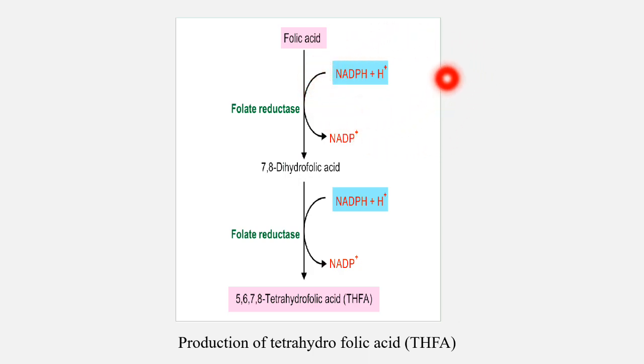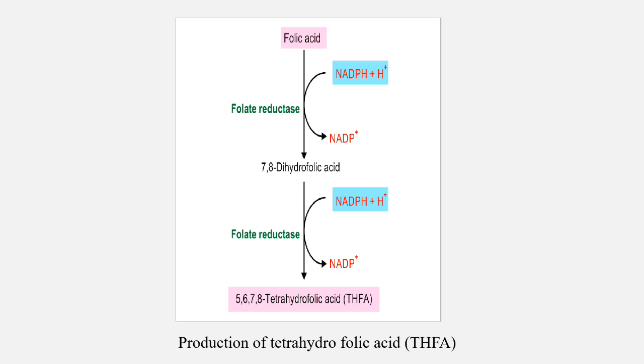In previous class we discussed NADPH utilizing reactions or synthetic reactions. So, this is one of the reactions which require NADPH. From the NADPH, hydrogen atoms are added to the folic acid. So, here folic acid is reduced to 7,8 dihydrofolic acid, meaning 2 hydrogen atoms added. Then again it is reduced to 5,6,7,8 tetrahydrofolic acid.